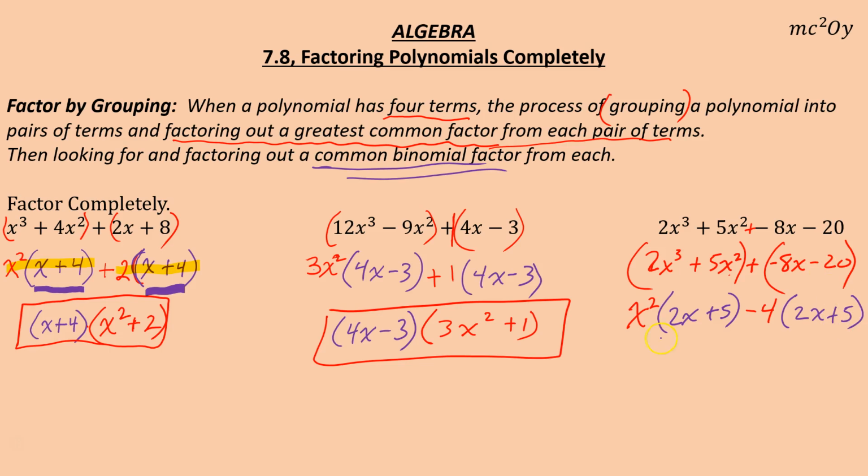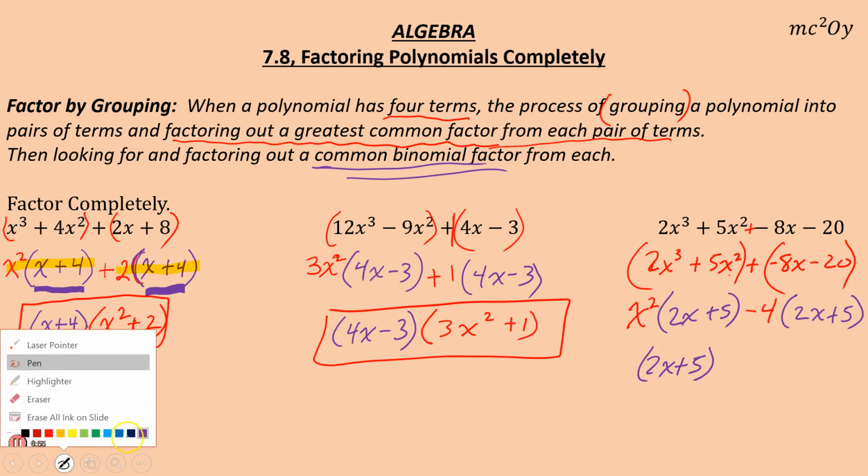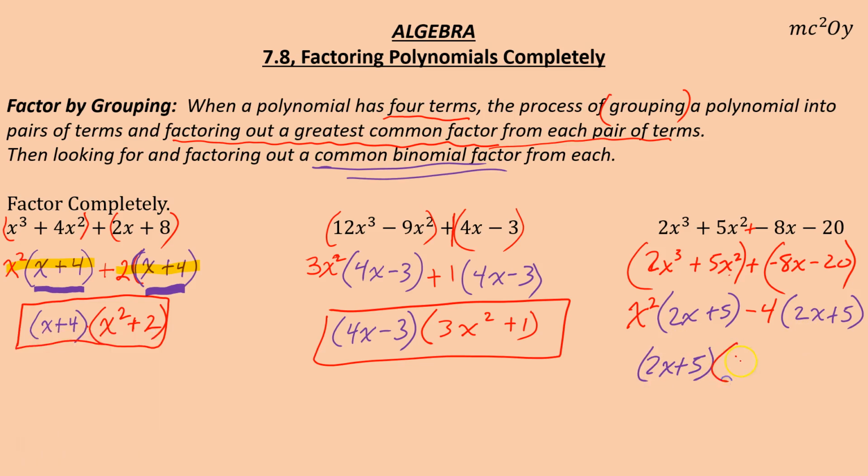So what am I left with? Well, I have the 2x plus 5. That's common. And then I'd have the x squared minus 4 afterwards. Now, notice I said, hey, there's more that you might have to do. Well, notice this right here, this 2x plus 5, I can't do anything with it. I can't take out a greatest common factor. It's not the difference of two squares.